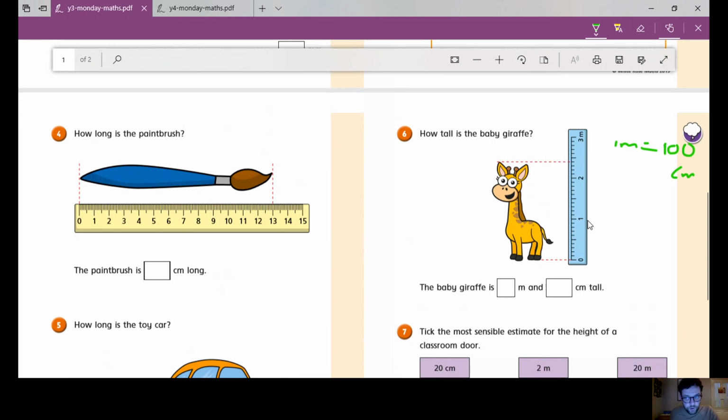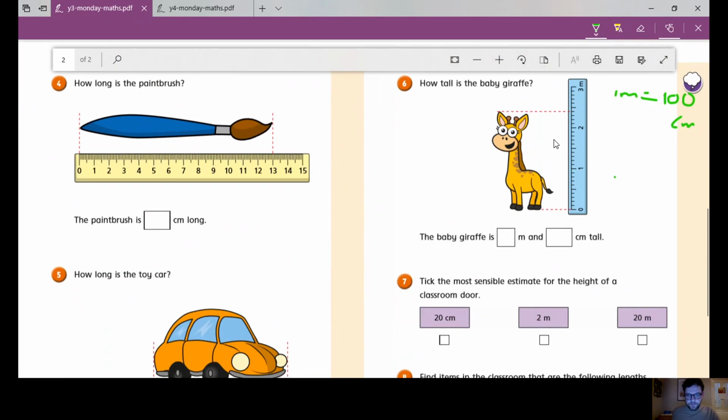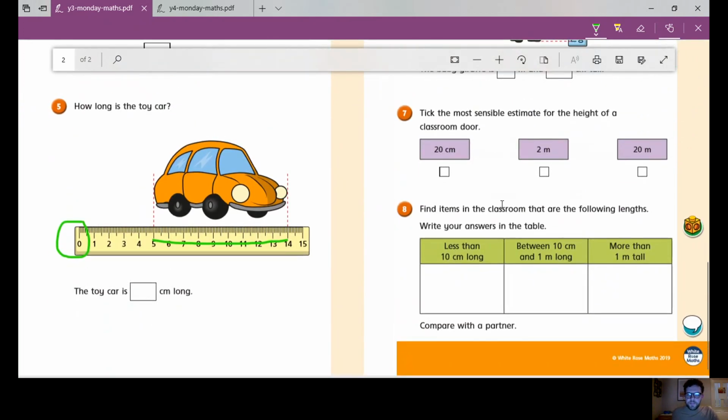Okay. Using that now, we can work out what each individual point here is. So if that's 1 meter, that's 100 centimeters. We've got 1, 2, 3, 4, 5, 6, 7, 8, 9, 10 jumps. Okay, so we need to work out what each jump is, and then you'll be able to work out the height of the giraffe.